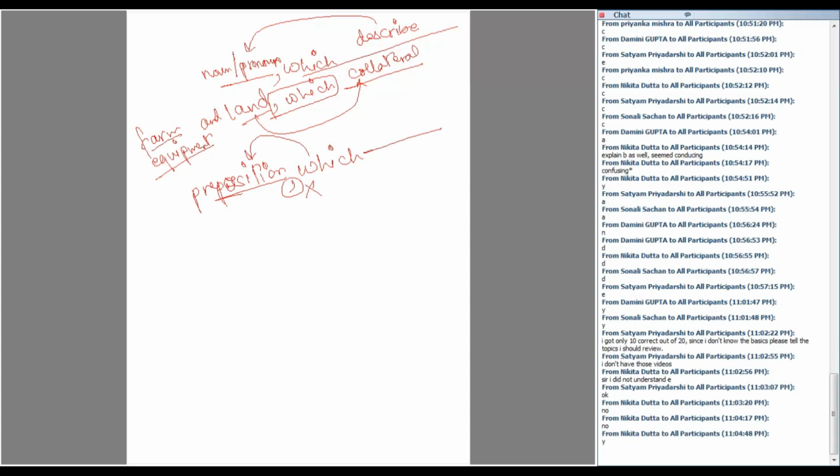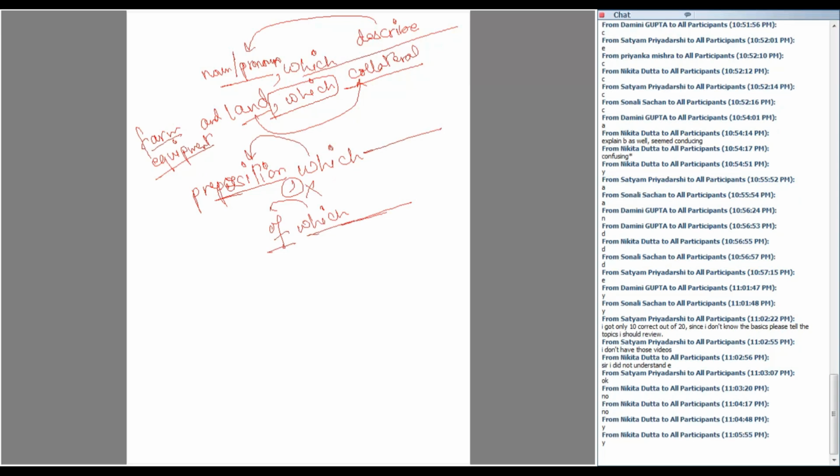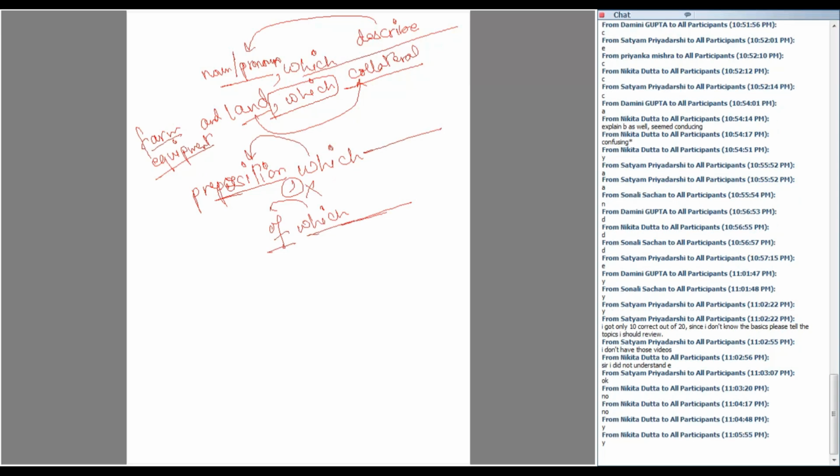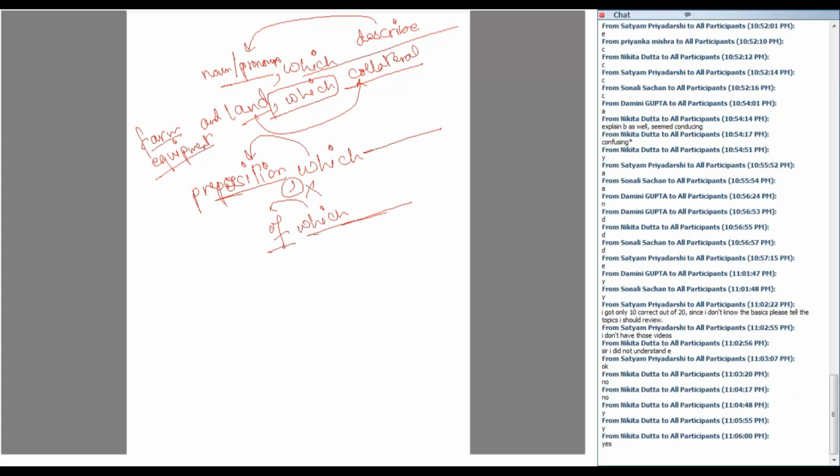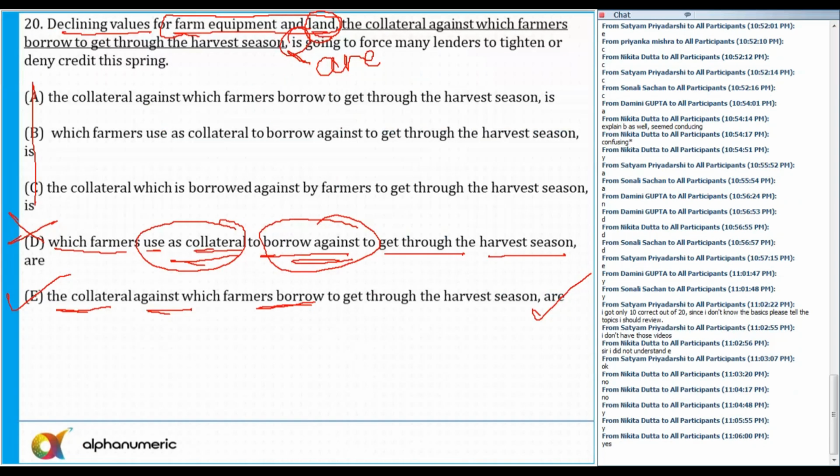For example, if I say the class of which I am talking, because before which there's a preposition of, that is why there is no comma, and whatever comes after which will not describe of. Did you get this? Did you understand this? Okay. So that is the reason why D is not right.